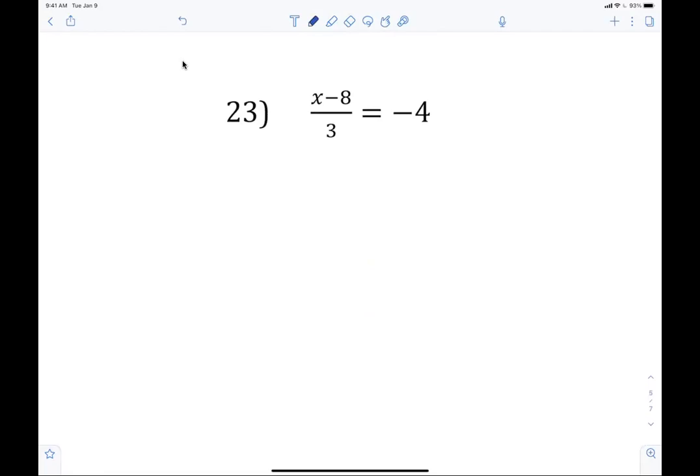So here, multiplying by 3. x minus 8 equals negative 12. Adding 8, x equals negative 4. Brennan, how's that? You know what you're doing? Yeah. I don't see much work on your paper. What, Evan?